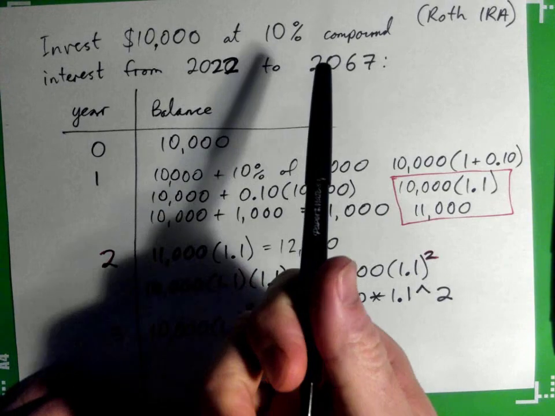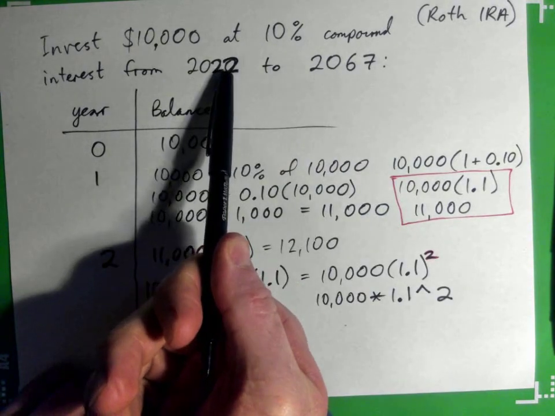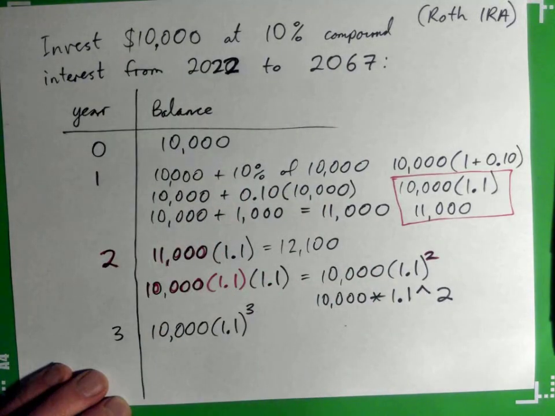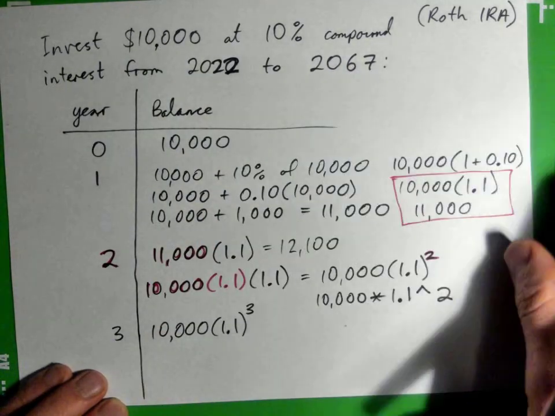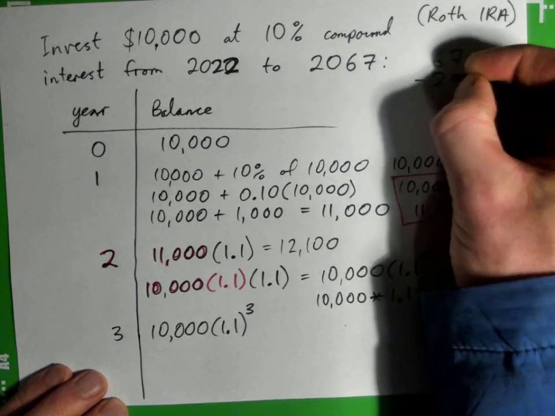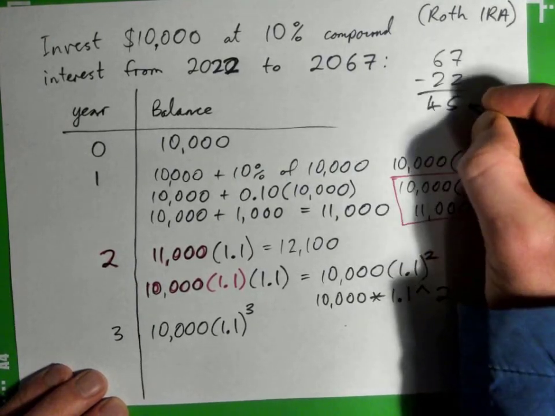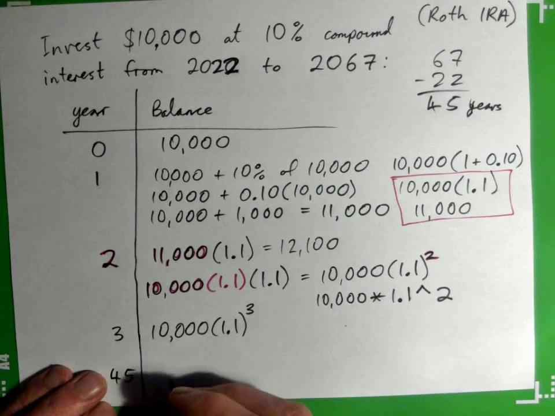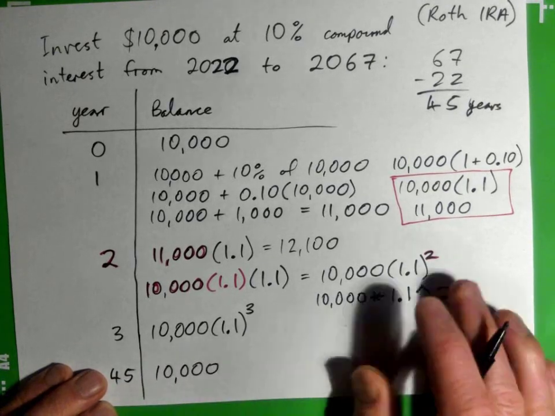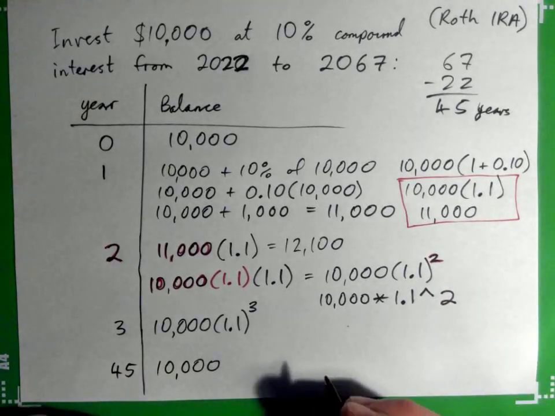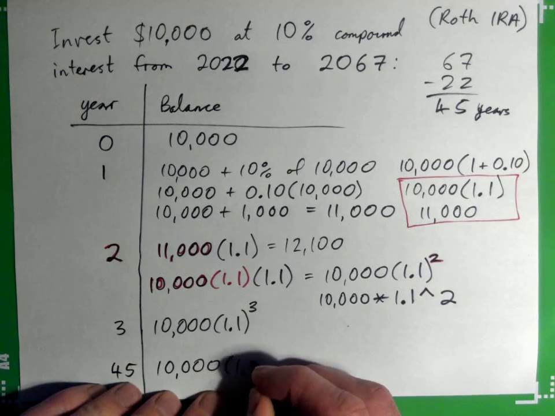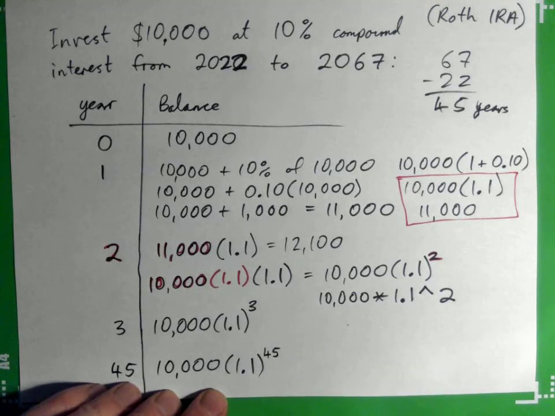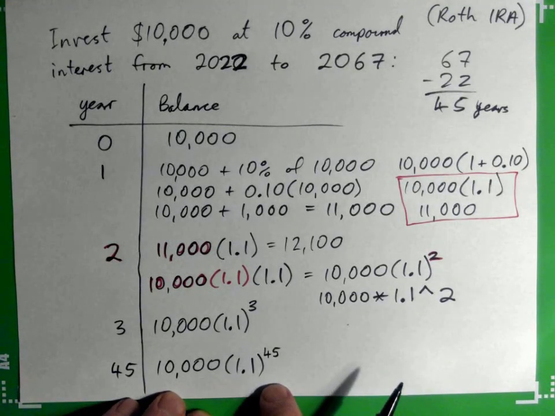And the question is, well, how many years is this? 2022 to 2067. How many years is the money sitting in the account? 45 years. Because look, you go 67 minus 22, we get 45 years of this money sitting there. We forgot about it. That's great. Trick is to forget about it. Don't go buy yourself a new car and drive it into a tree or something. 1.1 to the power of 45. Right? So what is that?